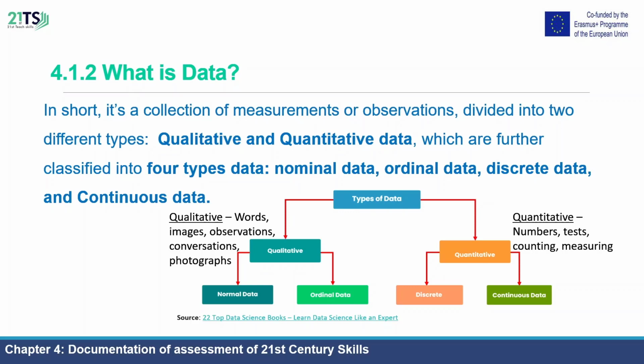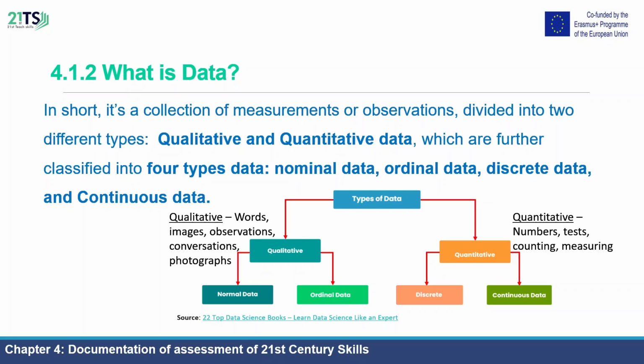In short, it's a collection of measurements or observations divided into two different types, qualitative and quantitative data, which are further classified into four different types of data. And the four different types of data are known as nominal data, ordinal data, discrete data, and continuous data.